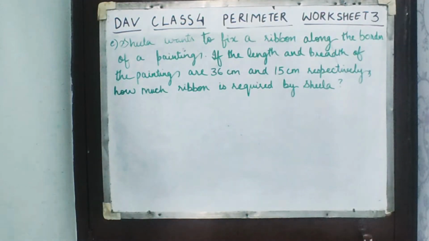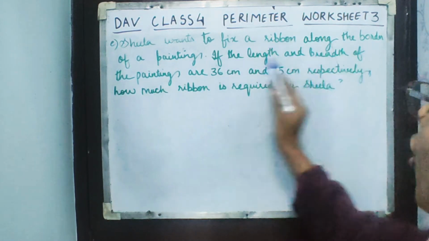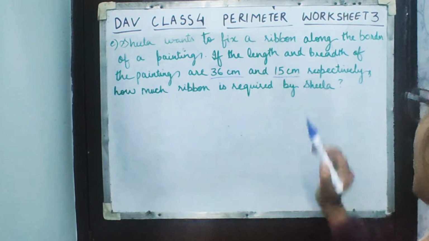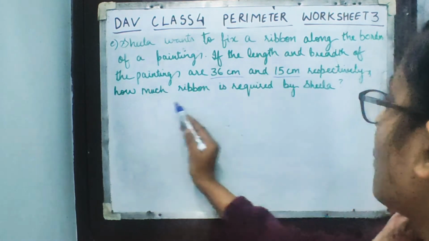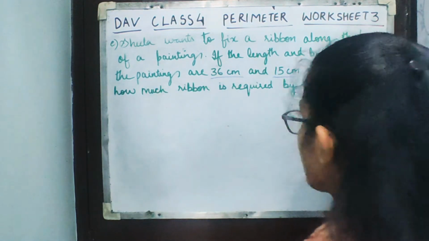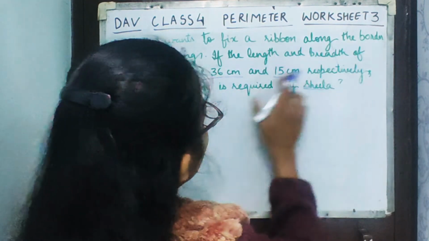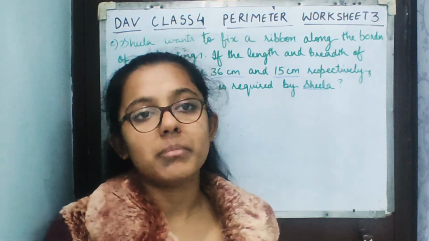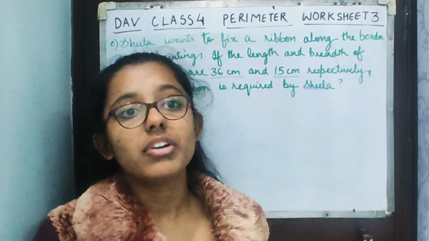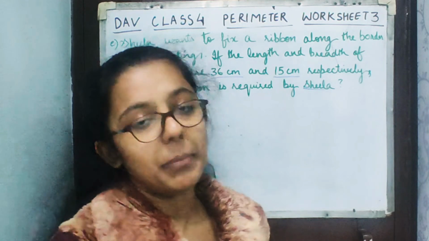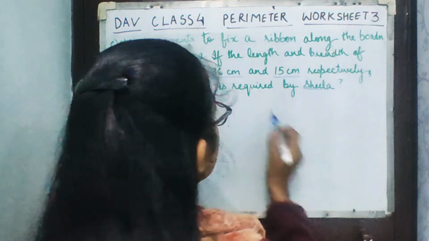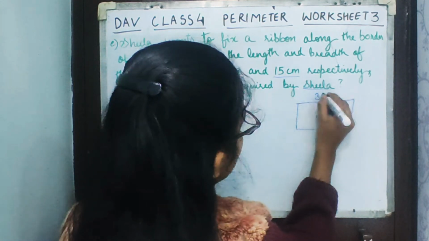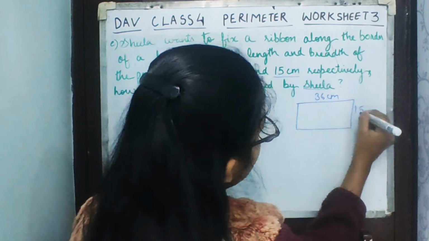So coming to our E question now, Sheila wants to fix a ribbon along the border of a painting. If the length and breadth of the painting are 36 cm and 15 cm respectively, how much ribbon is required by Sheila? If length and breadth are given, that means you can find out which shape the painting is. The painting is of the shape of a rectangle because length and breadth are given. That means the painting is like this, in which length is 36 centimeter and breadth is 15 centimeter.